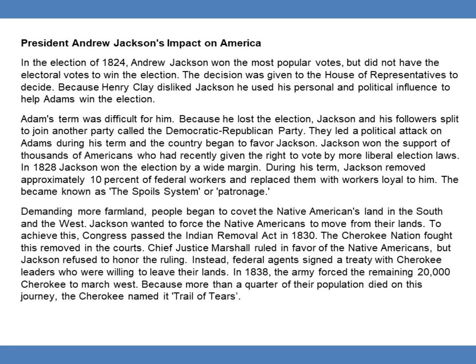Instead, federal agents signed a treaty with Cherokee leaders who were willing to leave their lands. In 1838, the Army forced the remaining 20,000 Cherokee to march west. Because more than a quarter of their population died on this journey, the Cherokee named it the Trail of Tears.